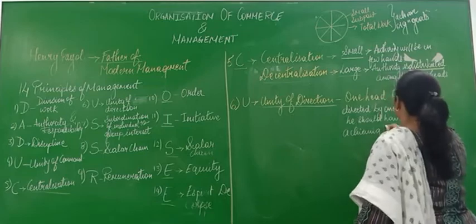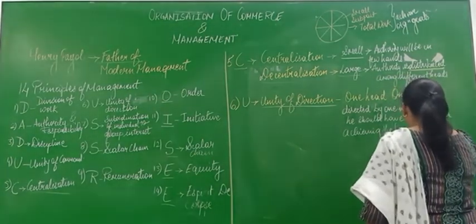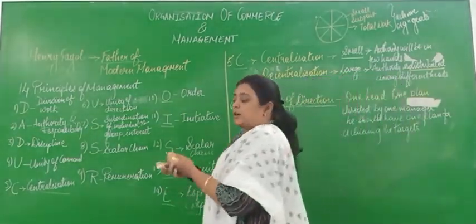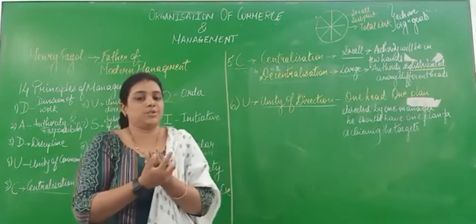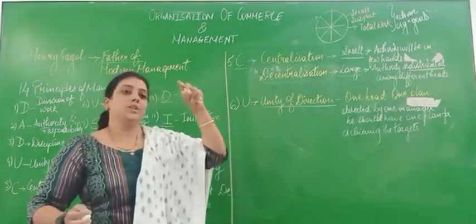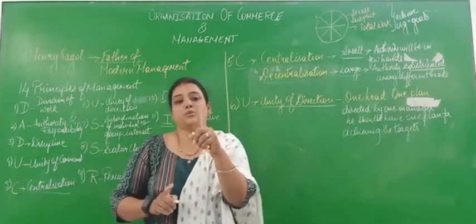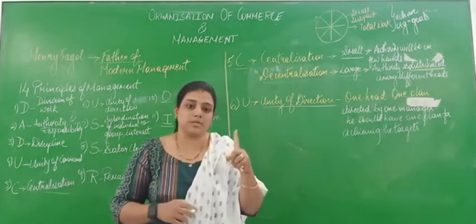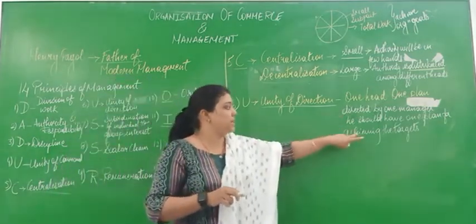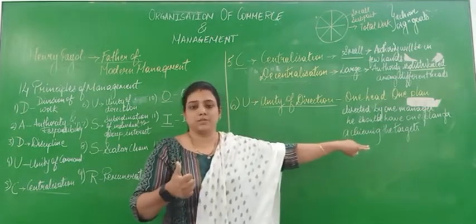For achieving the targets, right? So in an organization, whenever we talk, a large organization or a small organization, there should be unity of direction. That is, there should be one head who will have only one plan to be followed by the different employees. एक ही plan होना चाहिए उसके पास और वो सब follow करेंगे एक ही plan, जिससे वो अपने टारगेट्स को अचीव कर सके.